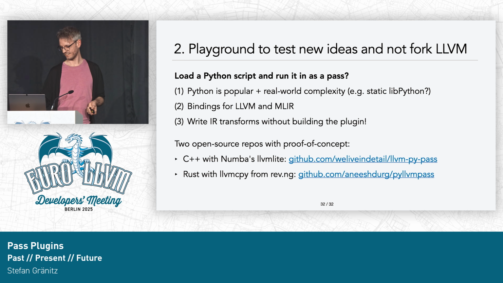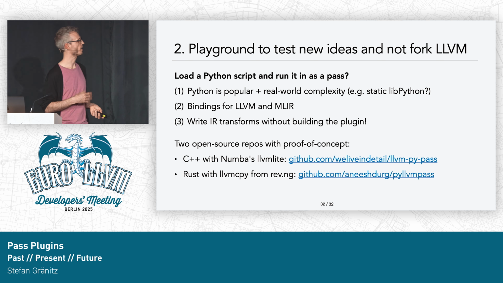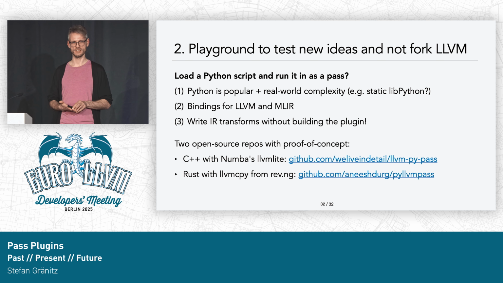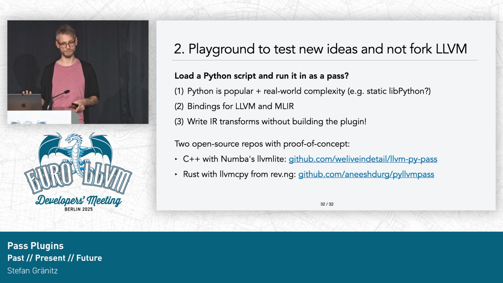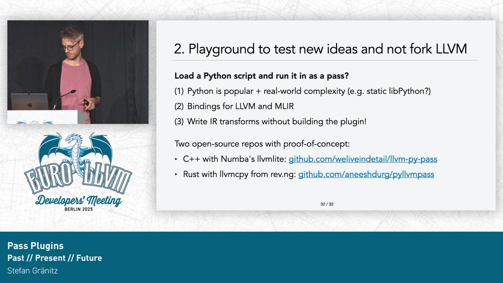And it seems to be nice because you could write IR transformations without rebuilding the plugin. Imagine a world where you can download your compiler from apt and also install the plugin right away with it and just tinker with a Python script to try out pass transformations. That would be possible if we had that as a reference plugin.